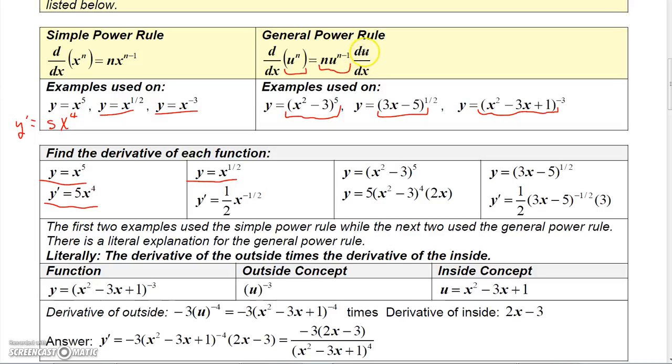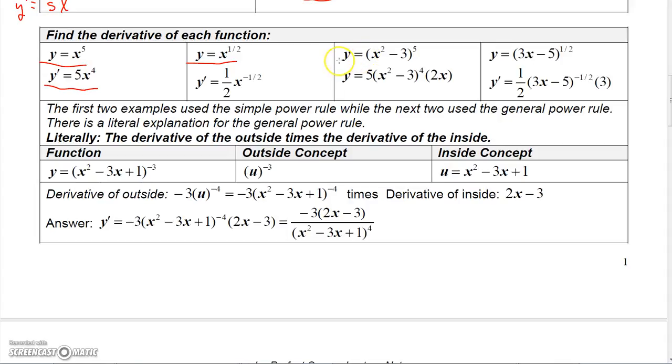But then you have to multiply by the derivative of u with respect to x. And let me show you that on these other two examples. So if I want to take the derivative of this function here, then I invoke the power rule like I did before, but it's going to be, I bring the 5 down, and then I have x squared minus 3, and I reduce the 5 to 4.